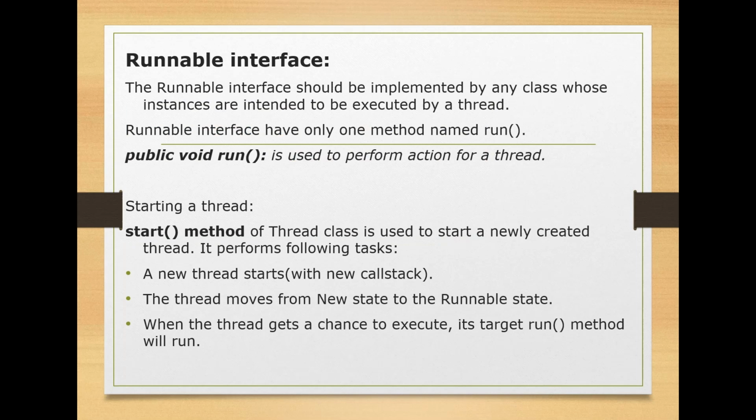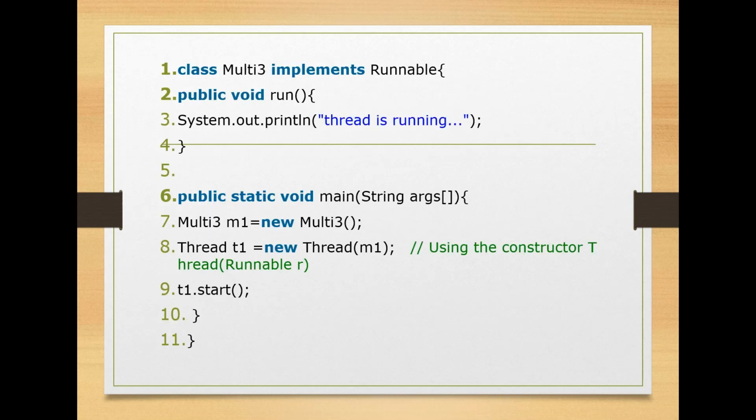Now the other implementation method is the Runnable interface. The Runnable interface should be implemented by any class whose instances are intended to be executed by a thread. In this, with the Runnable interface, the thread states are the same: first it will start and then it goes to the run method, and after that it may be suspended, blocked, or sleep.